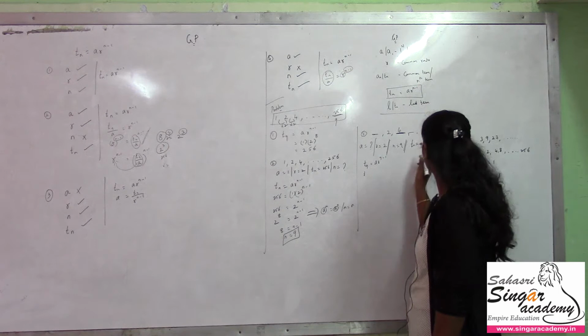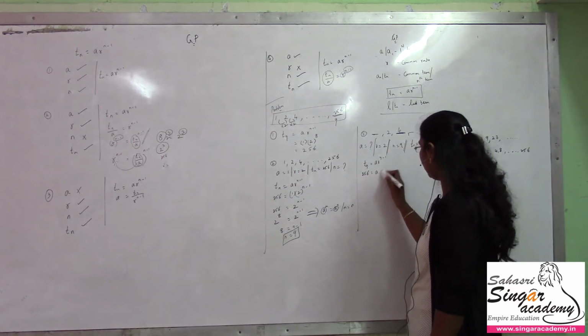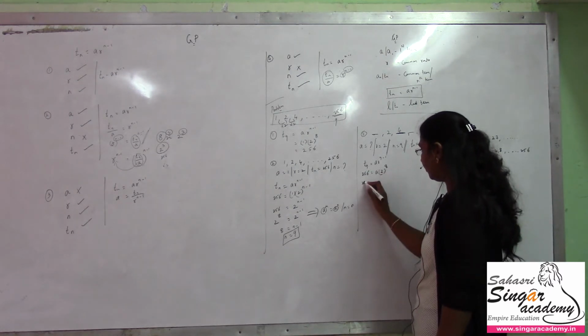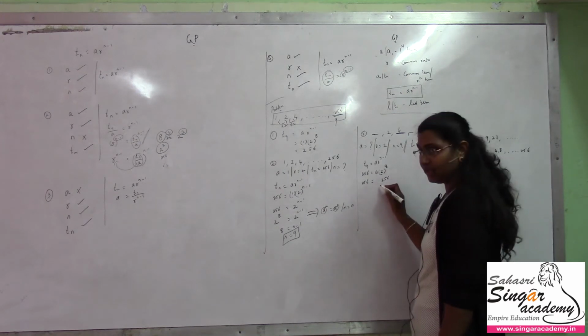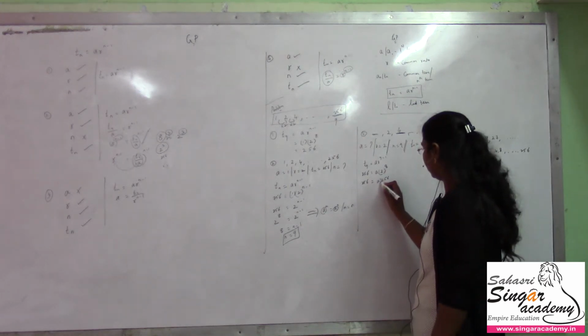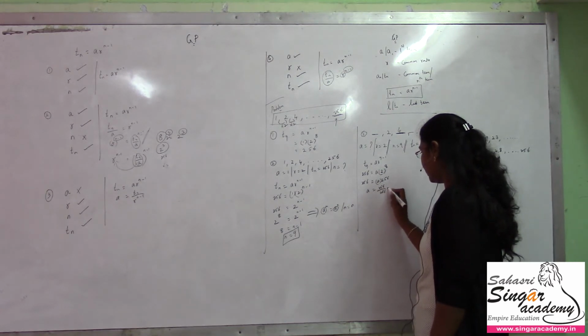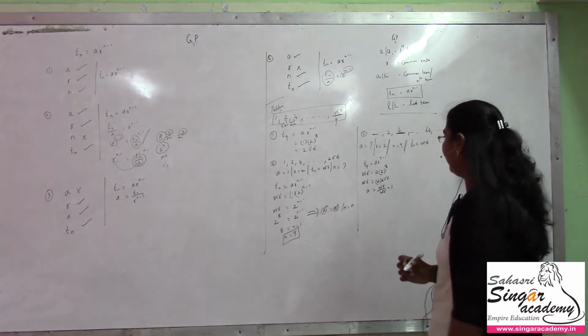t9 is 256, which is equal to a, I don't know, r I know, which is 2 power 8. This is 256 here. This is 2 power 8, which is 256 again. So a is equal to 256 divided by 256, which is equal to 1. Okay, so this is how we can find the a value.